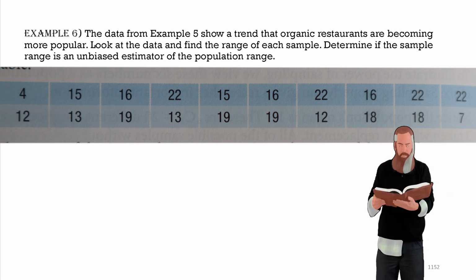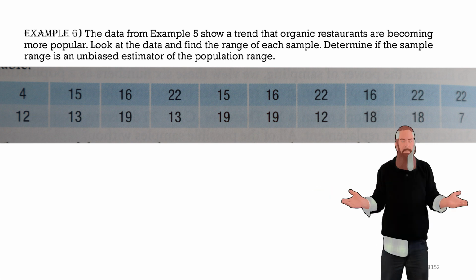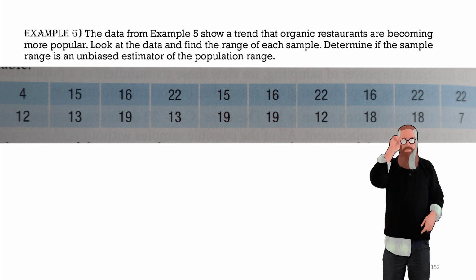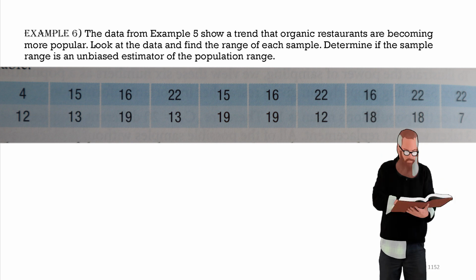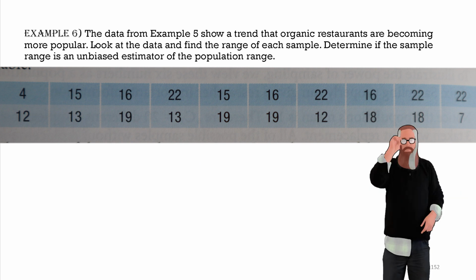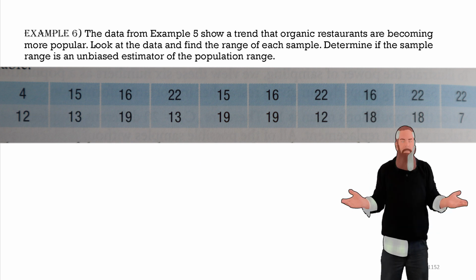Since the mean of the sample ranges does not equal the population range, the sample range is not an unbiased estimator. The sample range underestimates the population range because most of the samples do not have the extreme scores in them. It is not a good idea to use range taken from samples to approximate the population's range.